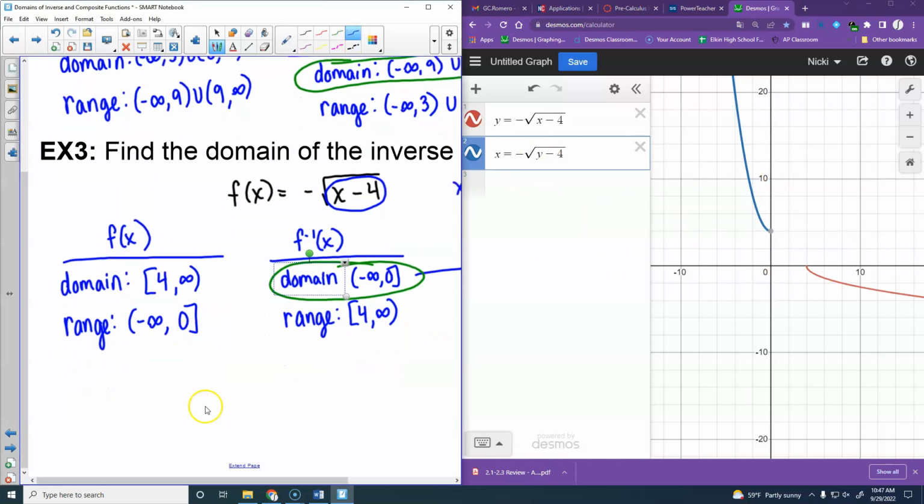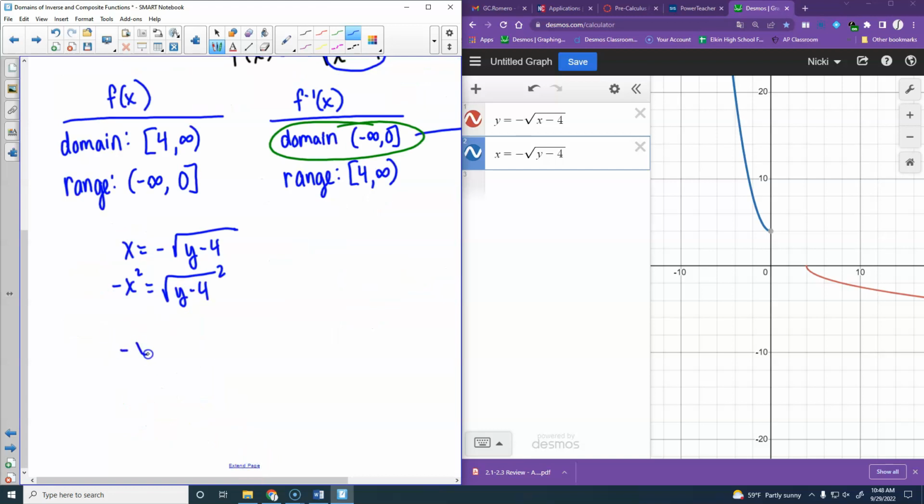But now I just want to show you this really quickly. It didn't ask us to do this, but if I solve this, I switch the x and y's. I've got x equals negative square root of y minus 4. If I divide by that negative, I'll get negative x equals the square root of y minus 4. I would square both sides. Negative x squared would equal y minus 4. And then I have negative x squared plus 4 equals y.